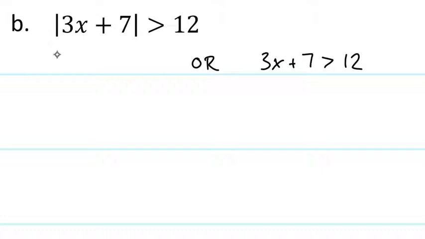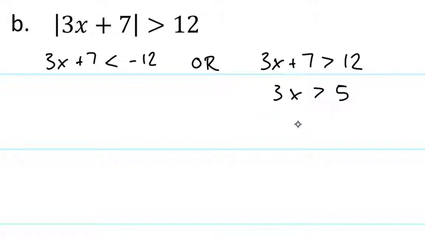Or on the other side of this, I'm going to keep this the same, 3x plus 7. I'm going to flip the direction, and then I'll take the opposite. Keep the same, flip, opposite. Now for each of these, I'm going to take away 7 first. So I've got 3x is greater than 12 minus 7, which is 5. And then I'll divide both sides by 3. So that gives me that x is greater than 5/3.